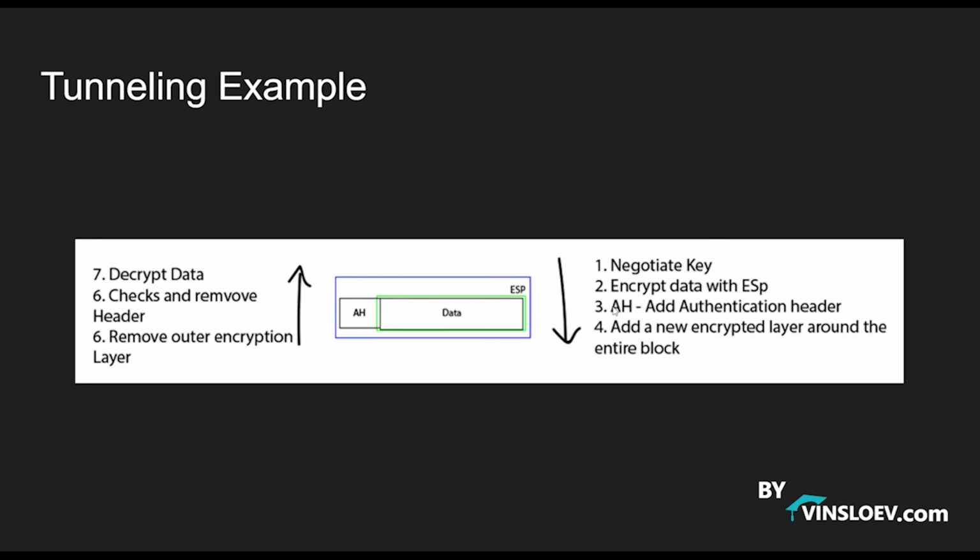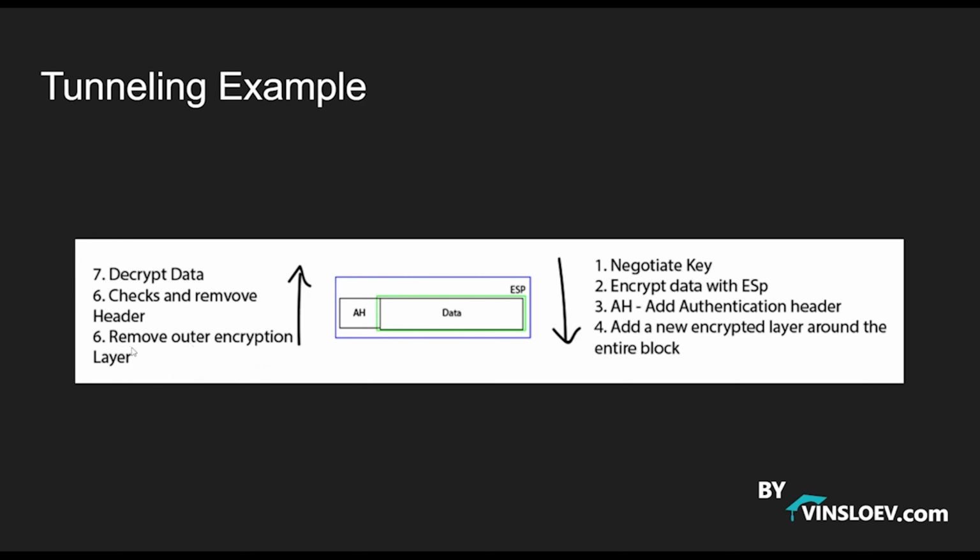In the next part we will add this authentication header to the data package, which is encrypted. And at step 4 we will add a new encrypted layer around this entire package, so around the header and around the data, because then the header is encrypted as well, and then there will be a minor header on this encrypted package with the receiver's information, because we need to detail where this is to be sent to.